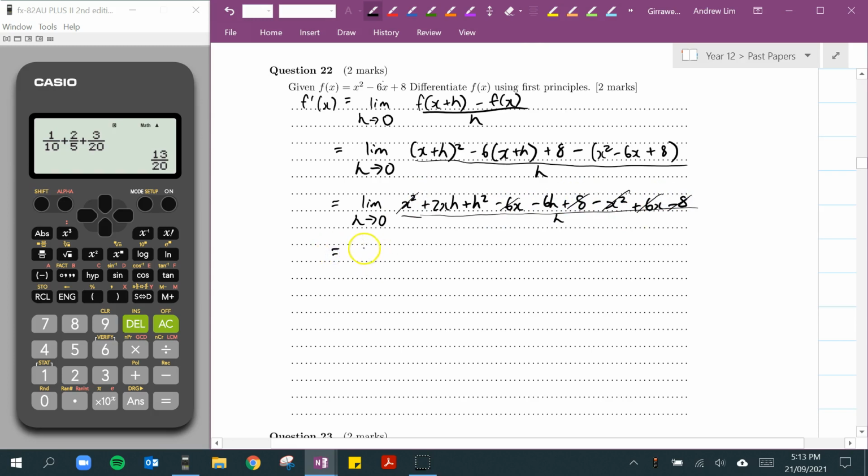That leaves me with the limit as h approaches 0. All the remaining ones have an h in them, so I'm going to factorize that out. 2x plus h minus 6. My h's can cancel, and now I can apply that limit and sub in 0 wherever h is. 2x plus 0 minus 6, which is 2x minus 6.